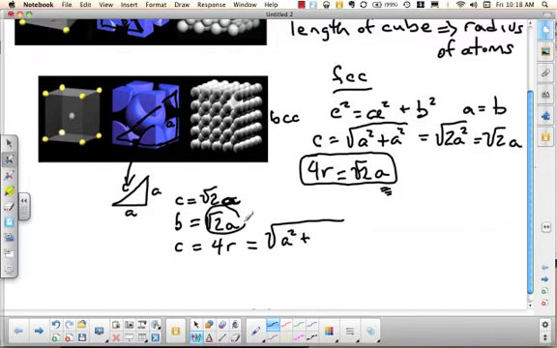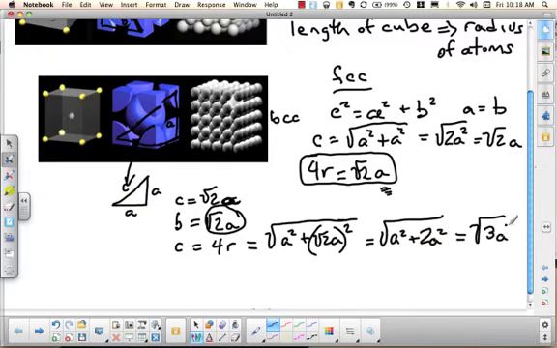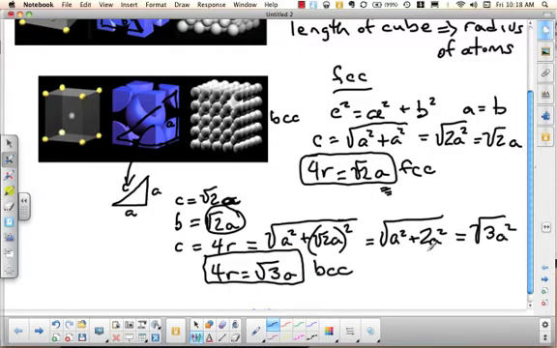but I'm going to substitute this for B. So it's going to be the square root of A squared plus 2A squared, which is equal to the square root of 3A squared, and so therefore 4R is equal to the square root of 3A. So we're going to use this one for face-centered cubic, and we're going to use this one for body-centered cubic. And that's the take-home. That's what we're going to plug into each of those questions that we're going to do.